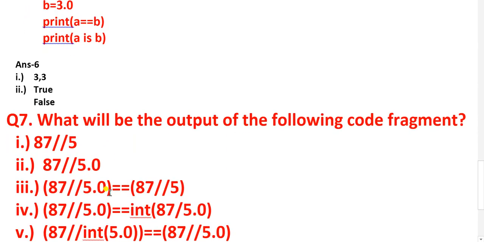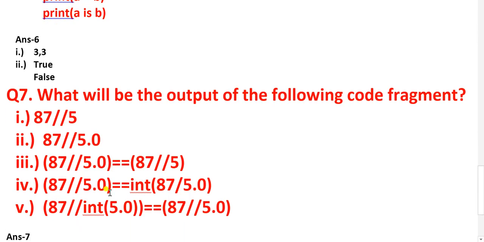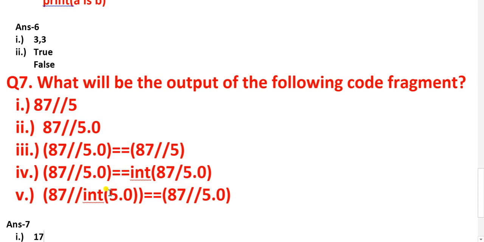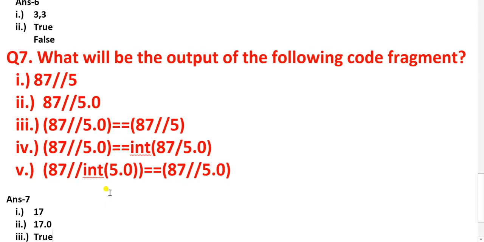Now the next question is, what will be the output of the following code fragment? These 5 are the options. The first one is 87 // 5, so it will give you the answer 17. Integer divided by integer, that's why the answer is an integer. Next, 87 is an integer and 5.0 is a float, that's why the answer is a float. Now, is the float value 17.0 equal to 17? Yes, it will give you the answer true.